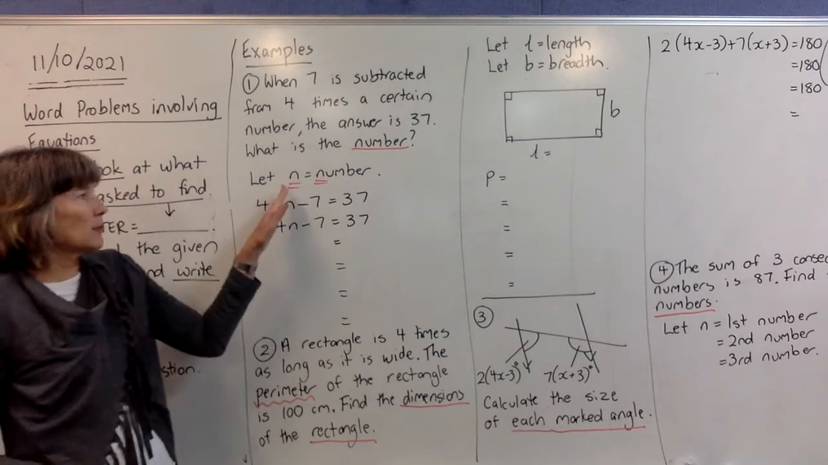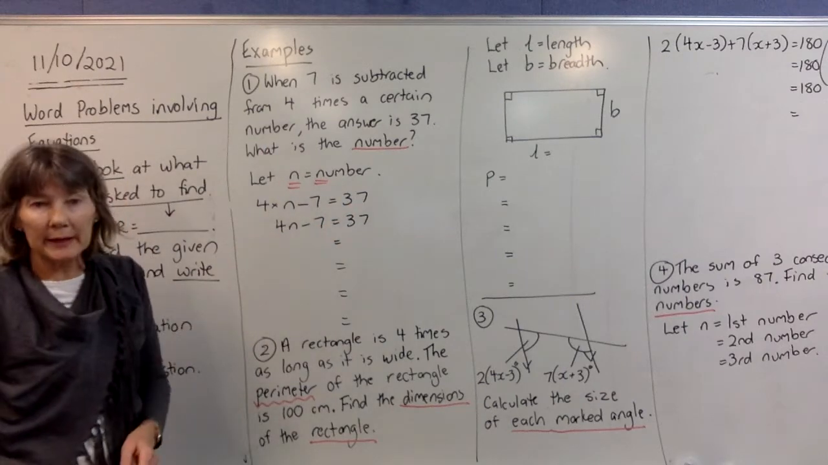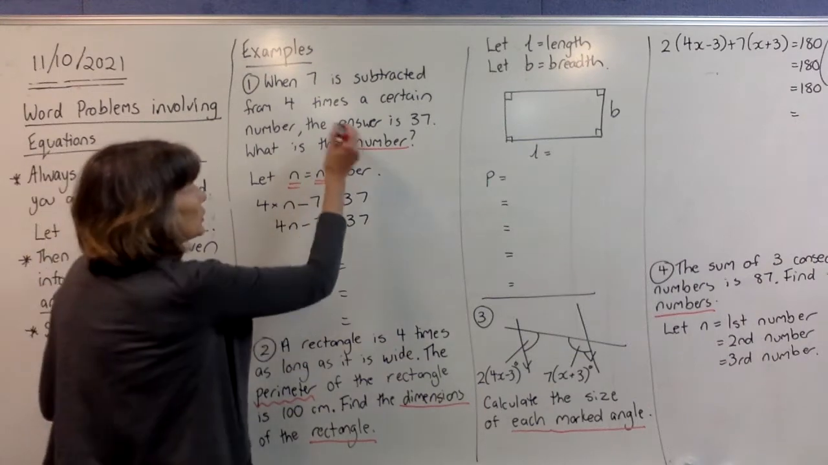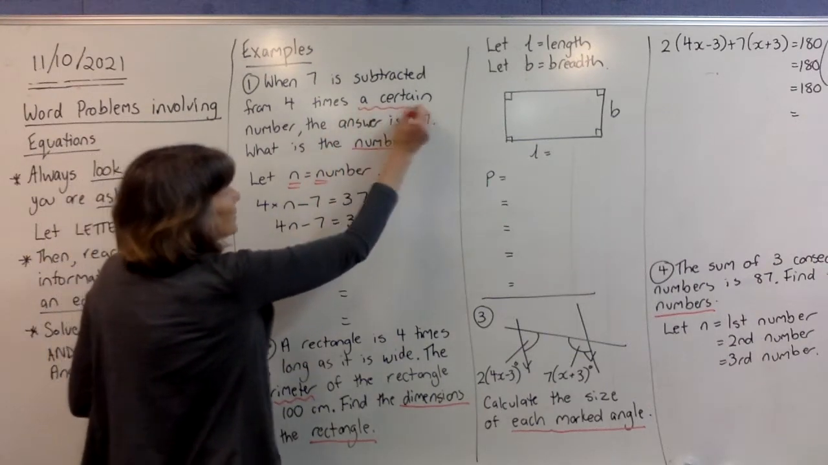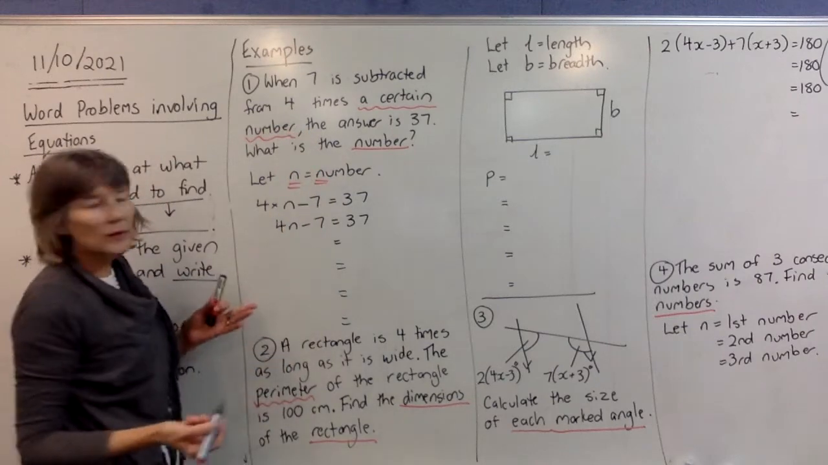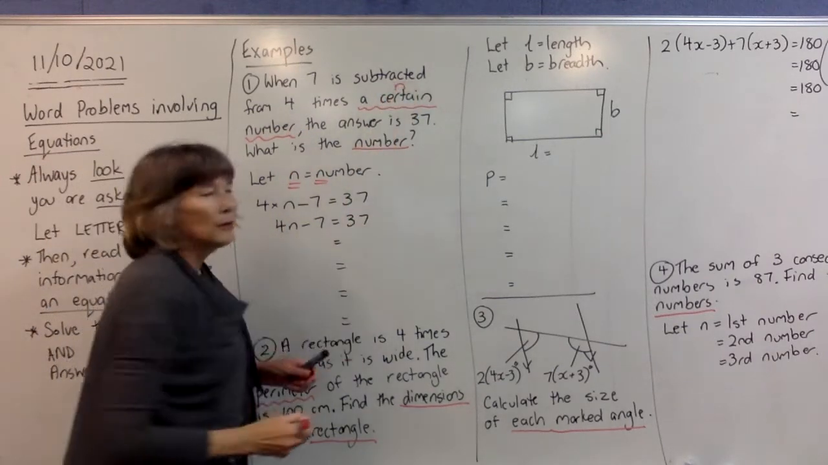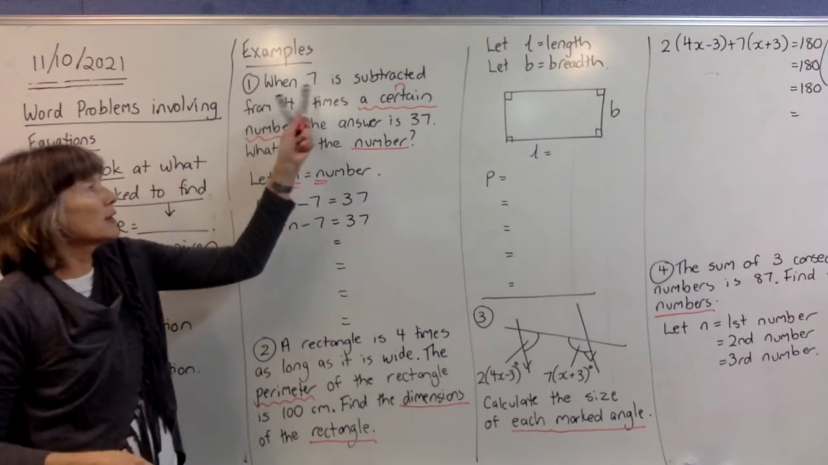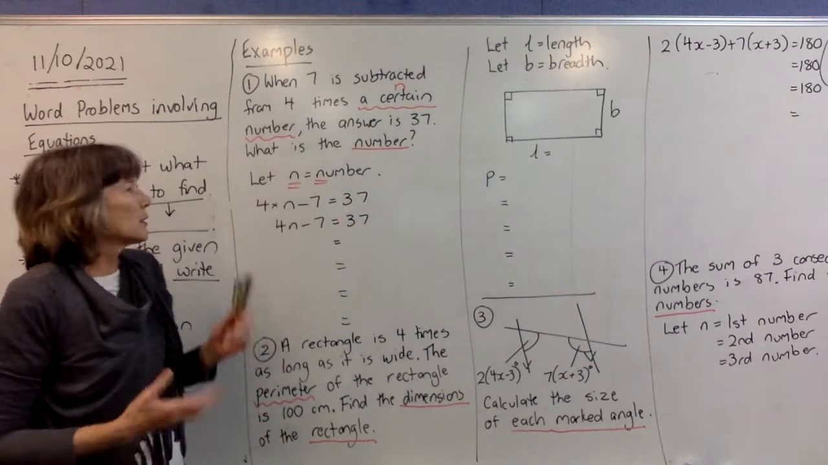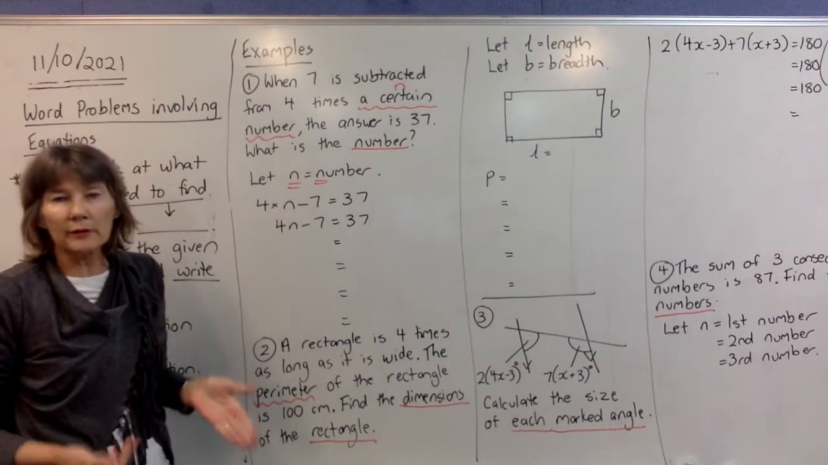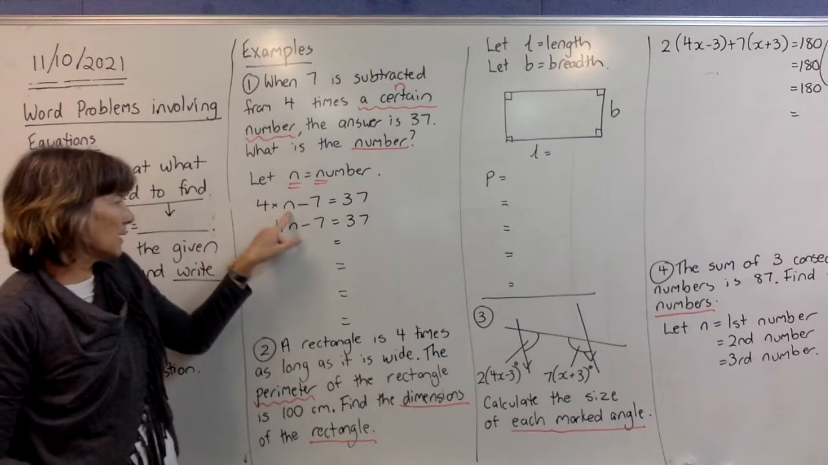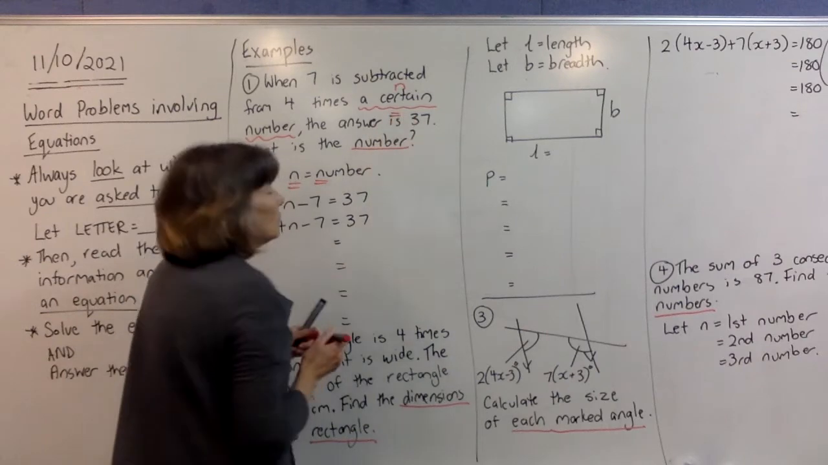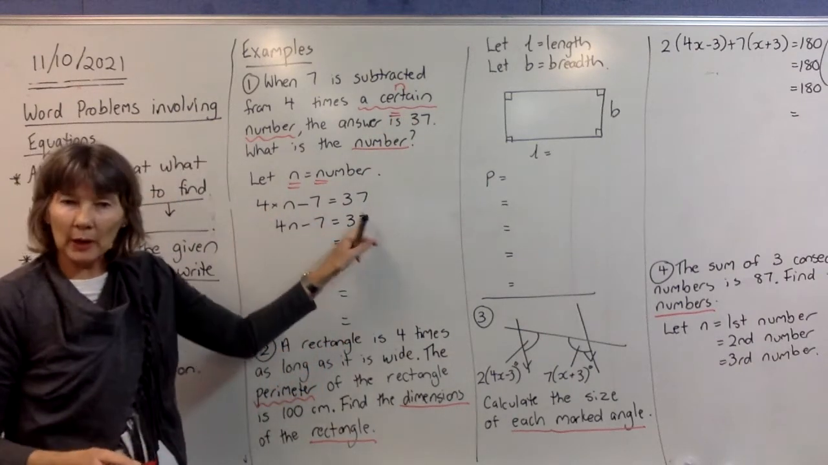Okay, so now that we've said we're going to let n equal the number, let's go back and read it again. When 7 is subtracted from 4 times a certain number. Now, where it has a certain number, we've said that that's going to be n. So if you just get your red pen and write that above those words, now let's read it again. When 7 is subtracted from 4 times n. So that's what we're doing. When 7 is subtracted from 4 times n. So 4 times n, subtract the 7. The answer is, equals 37. So there's your equation being formed.